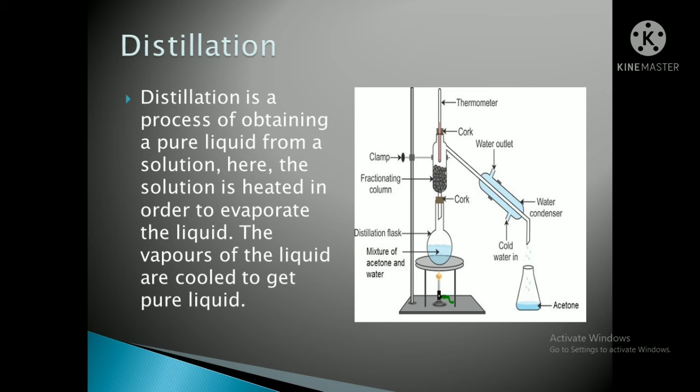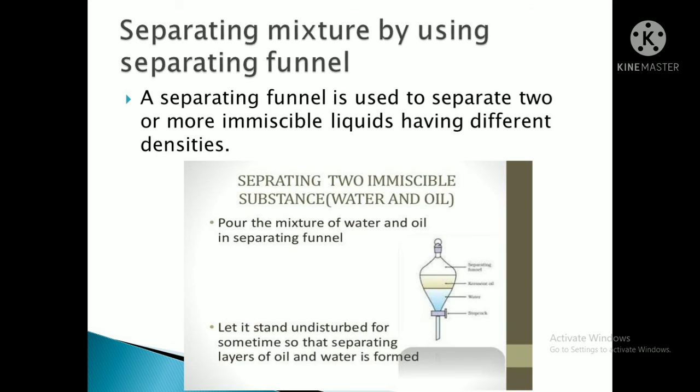When this acetone goes through that water condenser, it will be cooled there and slowly it will be collected in the other flask. Acetone is written there on the conical flask, it will be collected there. And what will happen? Before the water gets to 100 degrees Celsius, this acetone will be collected and water will be left there. Okay, so this is known as the distillation.